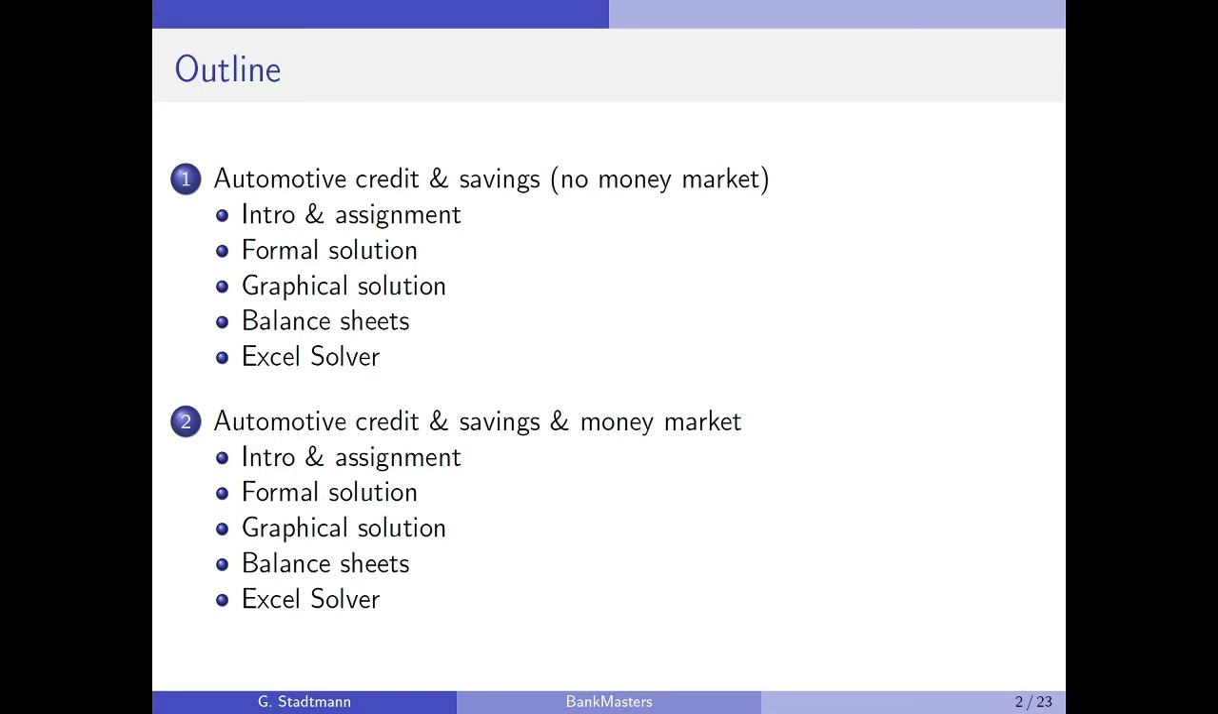In the first step, we are going to see the assignment, and then we are going to solve it, and then we are going to show the graphics, and we are also going to talk about the asset and liability side and show the balance sheet. And the Excel solver at the end is going to help us confirm whether the solutions that we have are correct or not on Excel.